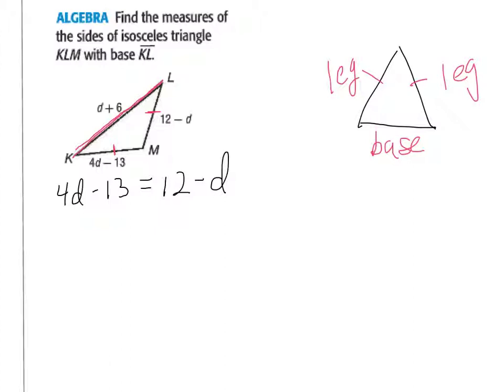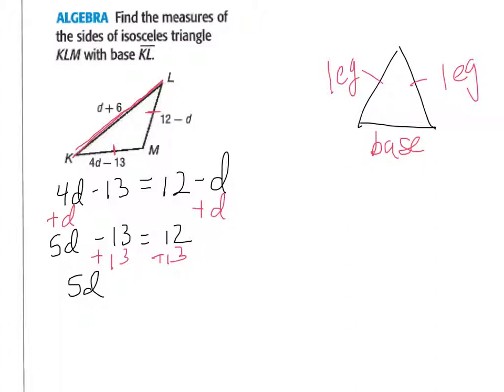I would start by adding D on both sides. And that would get me 5D minus 13 equals 12. And then I would add 13 to both sides, which results in 5D equals 25. And the last step is to divide by 5. That cancels out the 5. D is equal to 5.